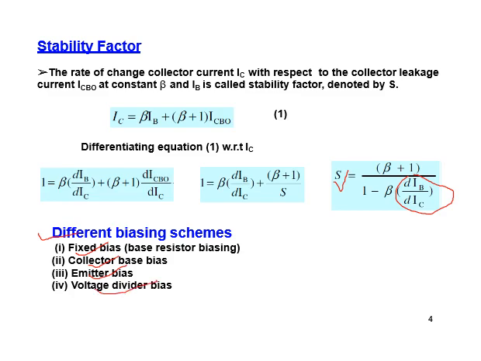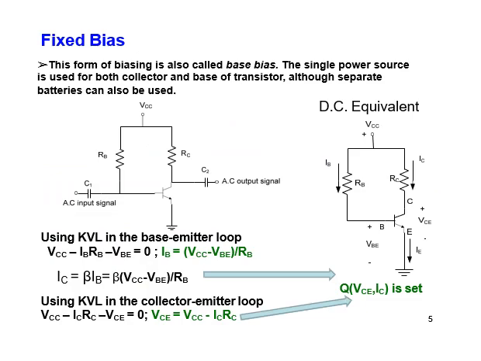So using these different techniques, the stability factor can be stabilized. The first biasing technique that we use for stabilizing the operating point or the Q point is the fixed bias technique. In this technique, a single power source is used for biasing both the collector and the base side of the transistor.